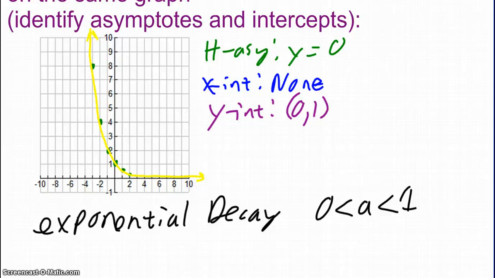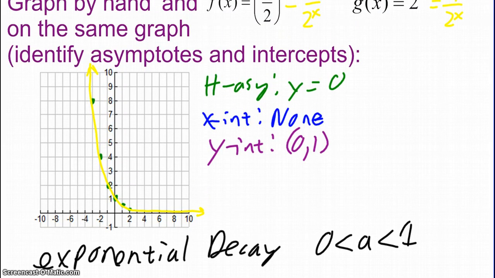However, the function now has flipped over the y-axis, so this is an example of exponential decay. So if a is between 0 and 1, that's when we're going to have exponential decay. And then again, we can find values by plugging them in to the function.